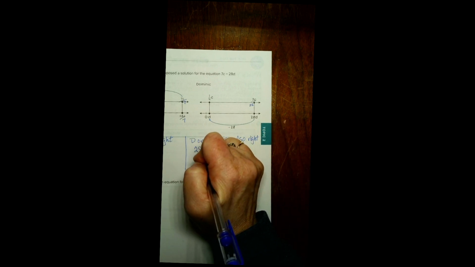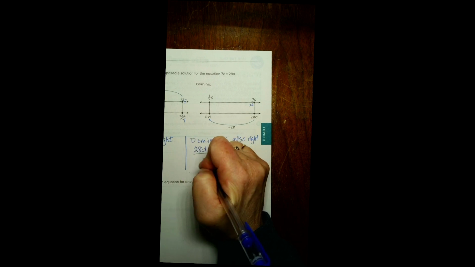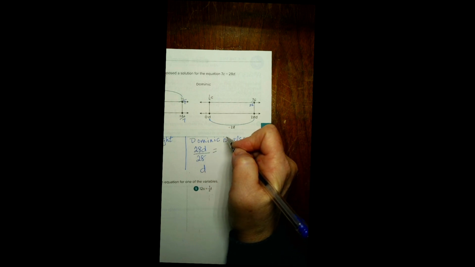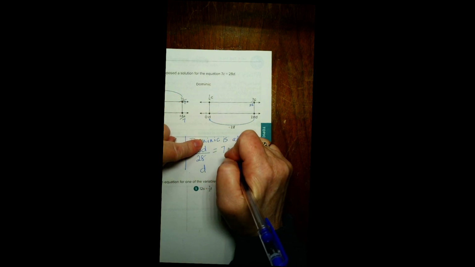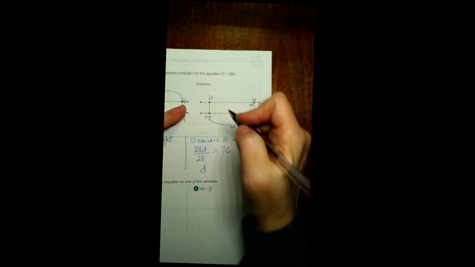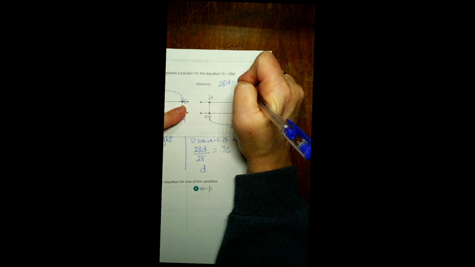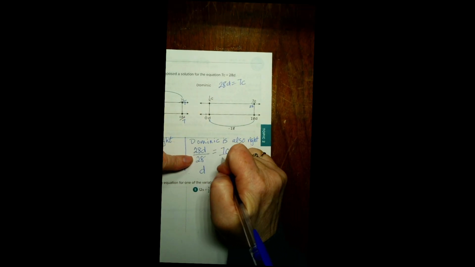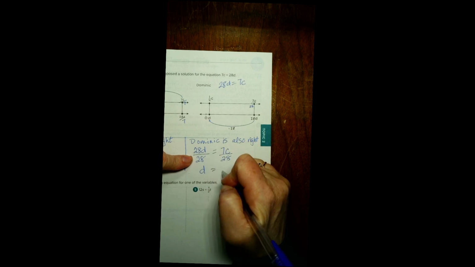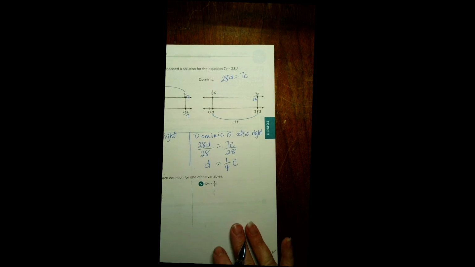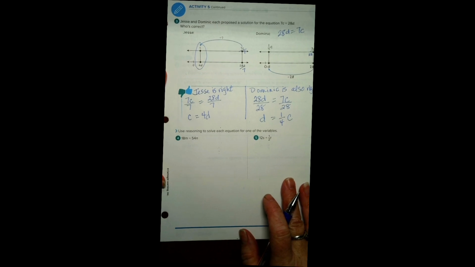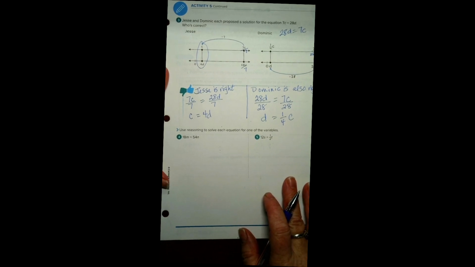So he did 28D divided by 28 to get just the D. Equals, and remember on the other side of it is 7C, and it doesn't matter which way we put it. 28D equals 7C is the same thing. So if he divided this side by 28, he divided this side by 28, and that reduces to 1/4 C. So he's also correct. And that's all the further you can go on those. Okay, use reasoning to solve each equation for one of the variables.